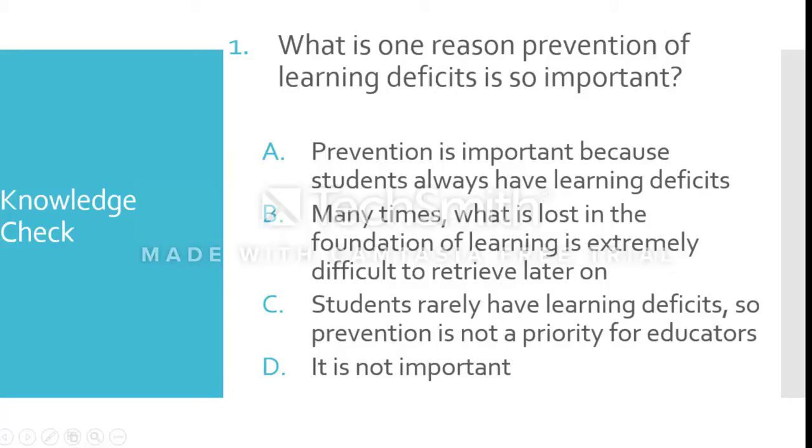Question 1. What is one reason prevention of learning deficits is so important? A. Prevention is important because students always have learning deficits. B. Many times what is lost in the foundation of learning is extremely difficult to retrieve later on. C. Students rarely have learning deficits, so prevention is not a priority for educators. Or D. It is not important at all.